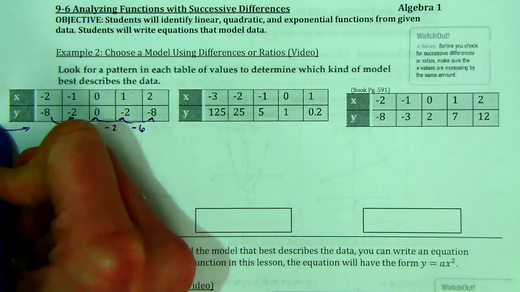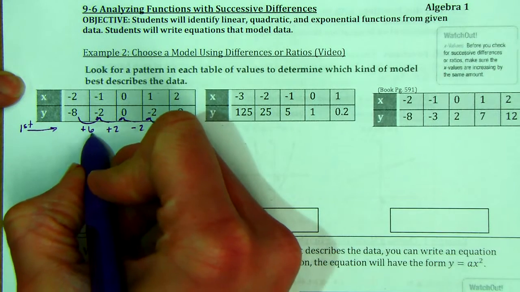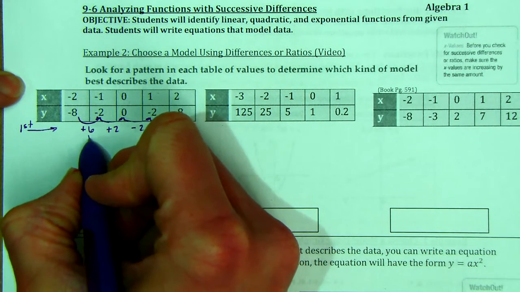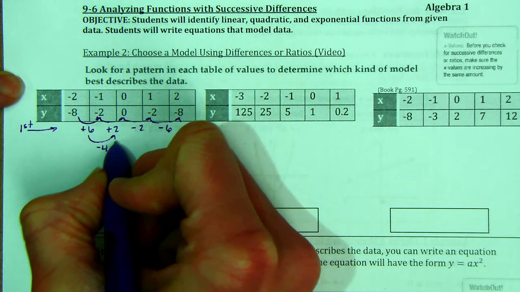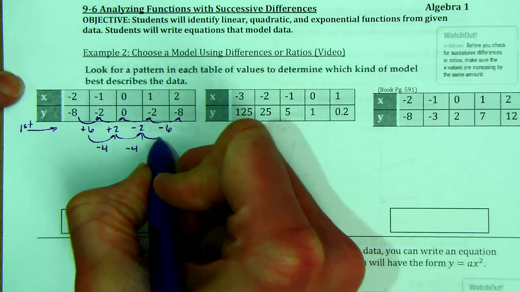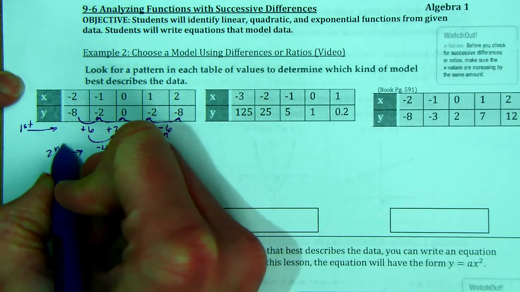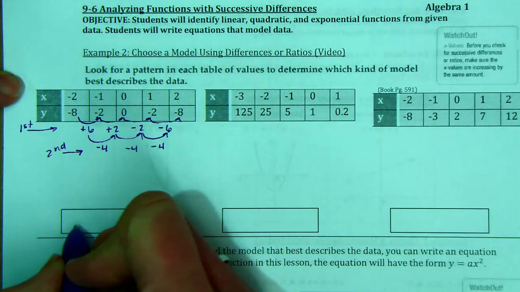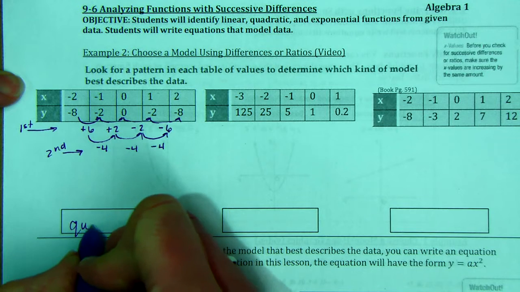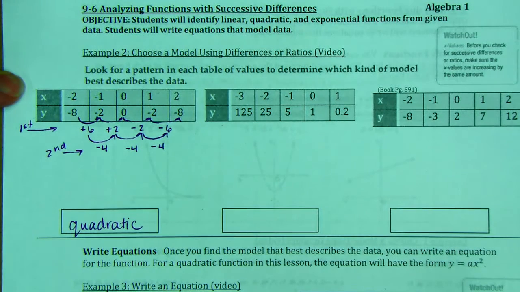That means between these numbers. So 6 to 2 would be minus 4. 2 to negative 2 is minus 4. And negative 2 to negative 6 is minus 4. So our second differences are the same. So this would be a quadratic function. So first differences aren't the same, but then I took the differences of those numbers and they were the same. All right, let's look at the second one.